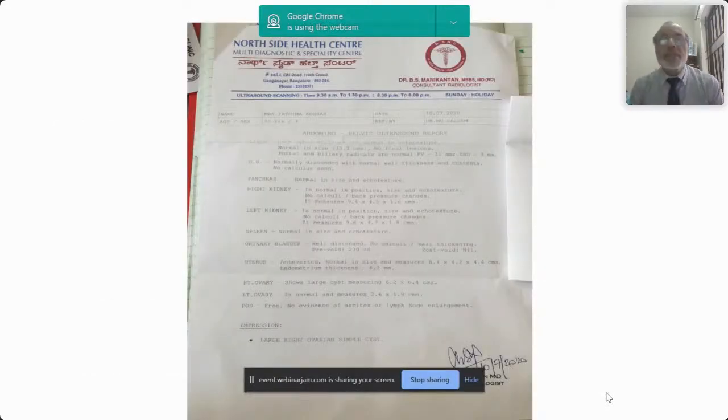So this is the report she has come with. This is the 10th July report. And if you see the impression, large ovarian cyst right side.